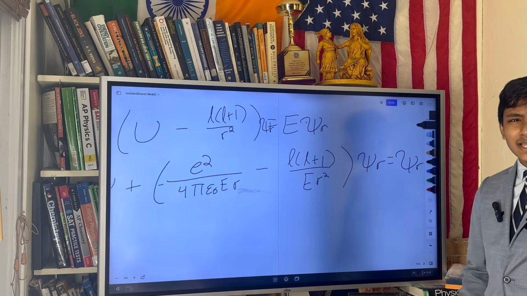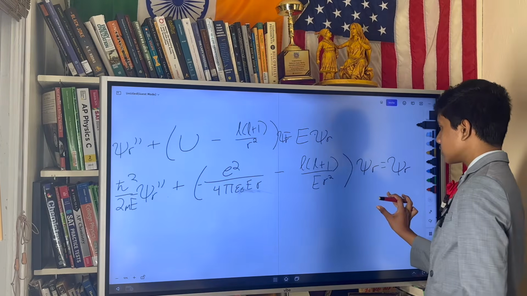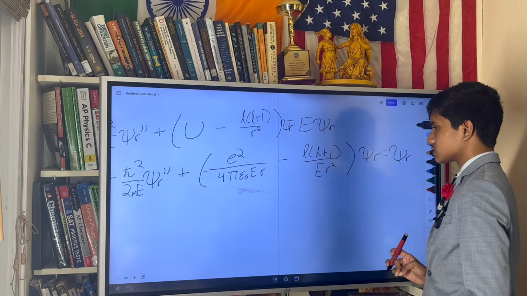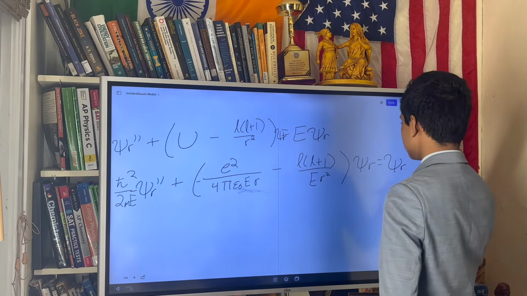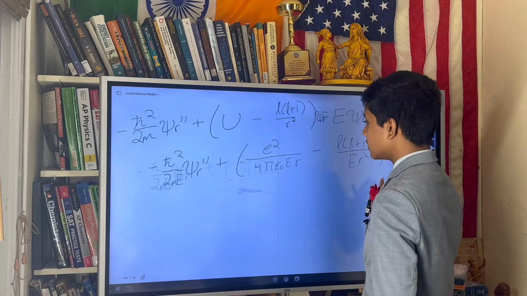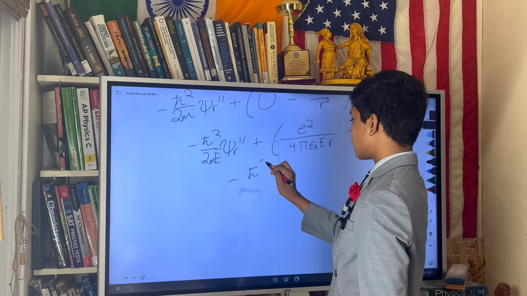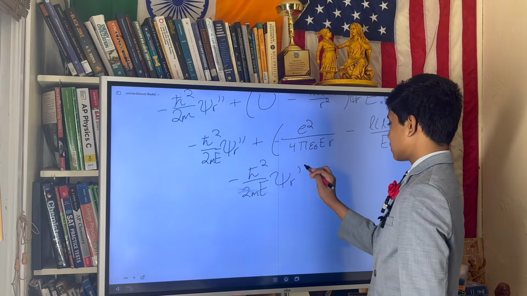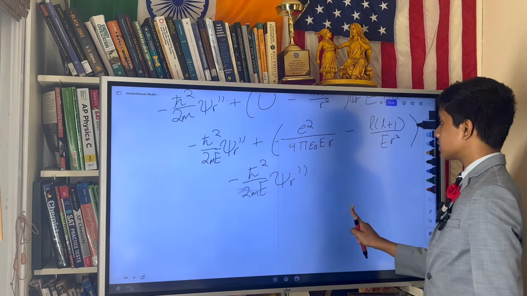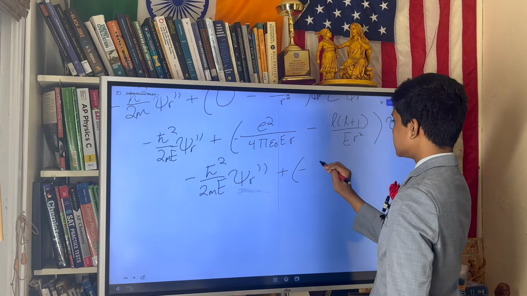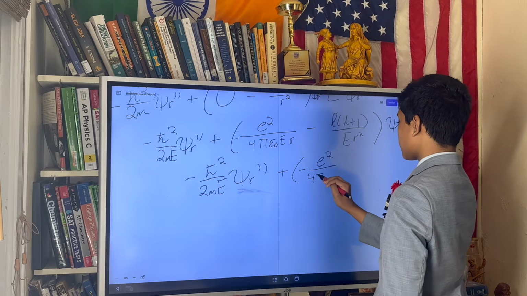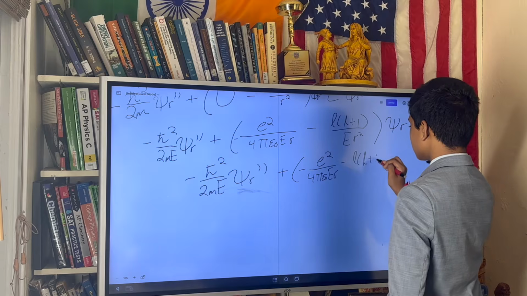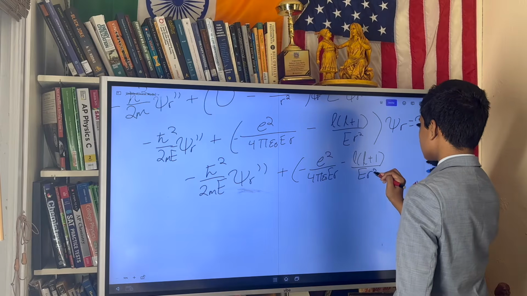So now what's happening here? Well, first thing we can do is bring this over to the other side. So we get minus h bar squared over 2m e psi r double prime plus minus e squared over 4 pi epsilon naught E r minus L times L plus 1 over E r squared.